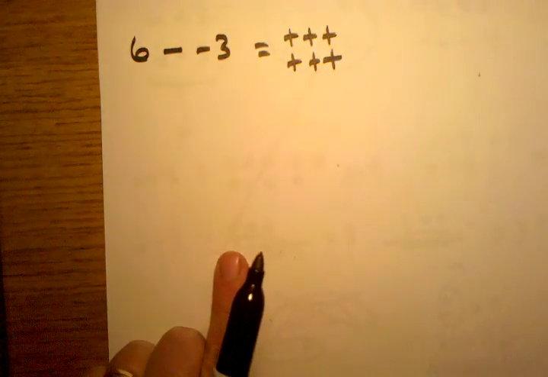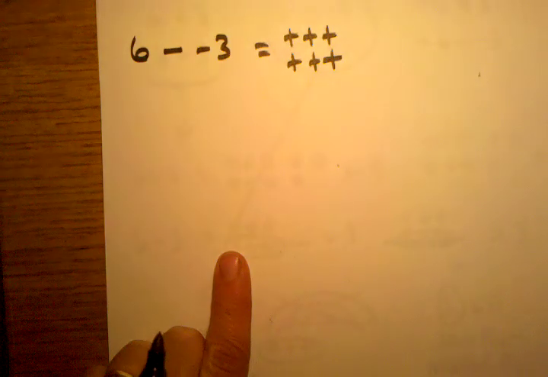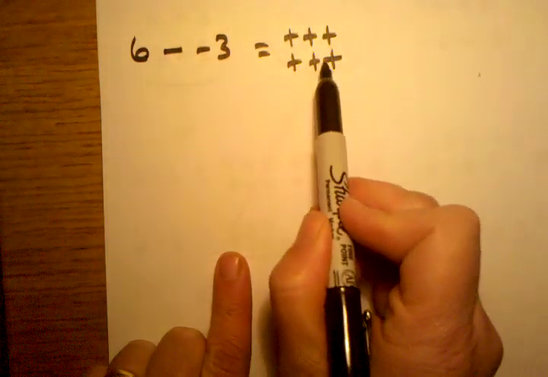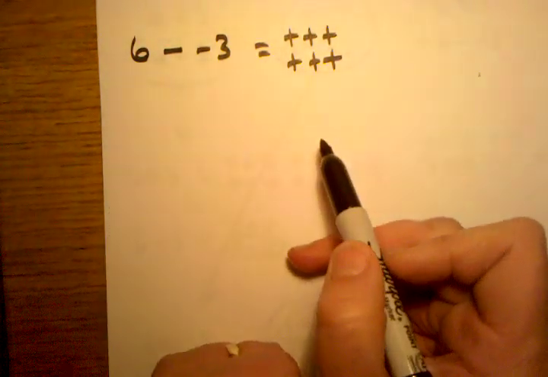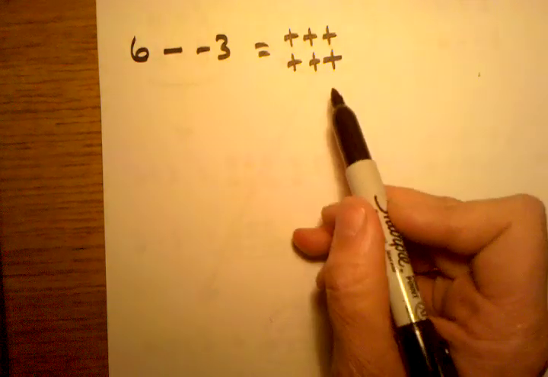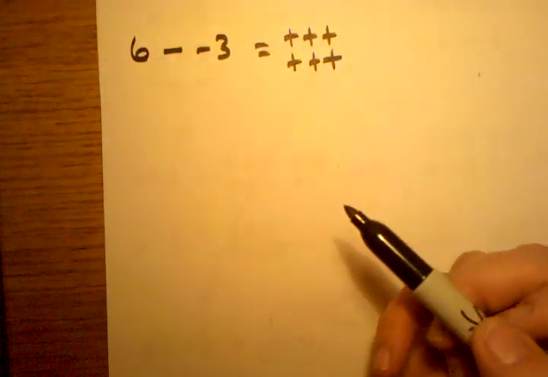So I need to get some negative signs into my pile, but I've got to do it in a way where it doesn't change the value, because all I'm trying to do is maintain a pile of positive and negative signs that still is equivalent to 6. But I need some negative signs in there so I can take negative 3 away.